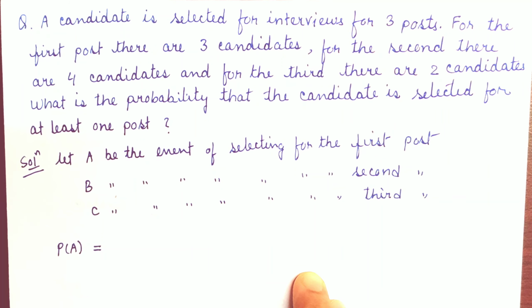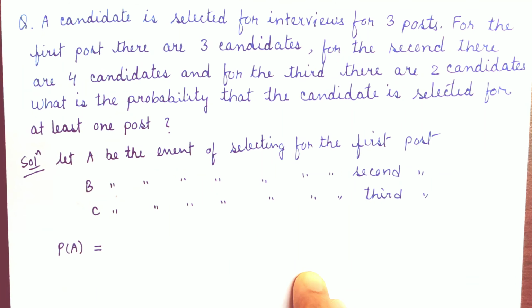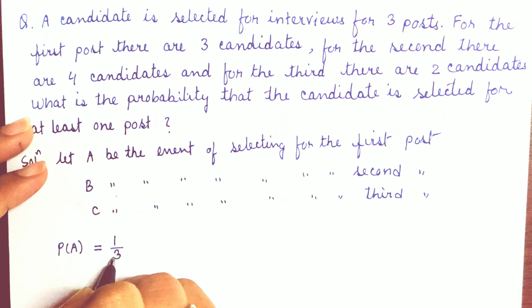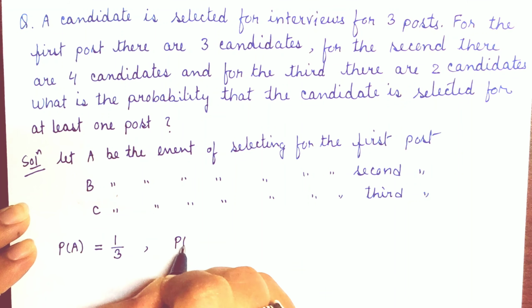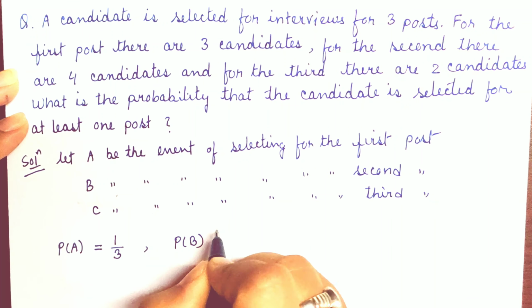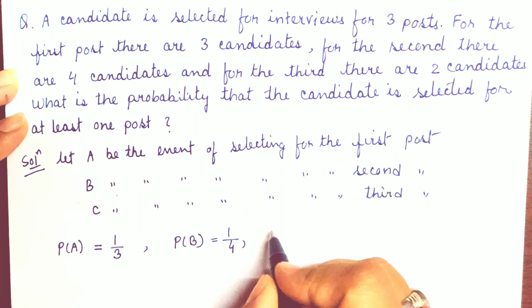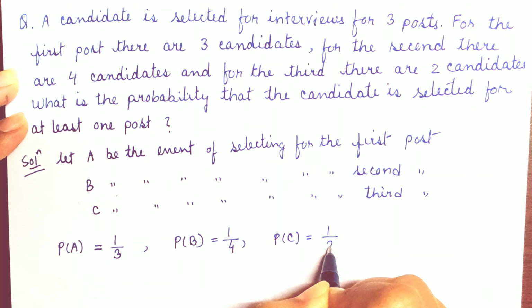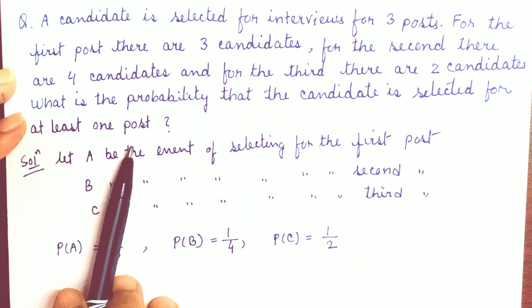Now, for the first post, there are 3 candidates. That means out of 3 candidates, the candidate will be selected. Therefore, the probability will be 1 by 3. Out of 3 candidates, he is the 1. So here P(A) will be 1 divided by 3. For the second post, there are 4 candidates. Therefore, the probability will be 1 by 4. And for the third post, there are 2 candidates. Probability of C is equal to 1 by 2. Now, the question is given: what is the probability of at least one post?